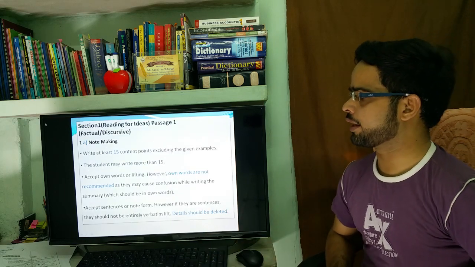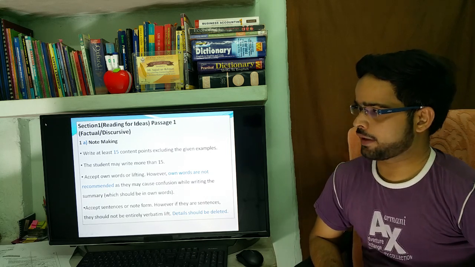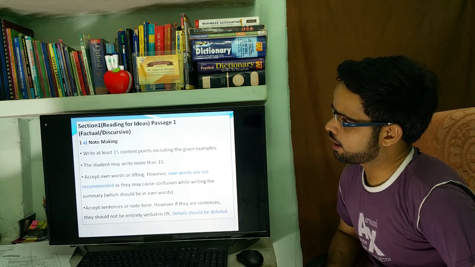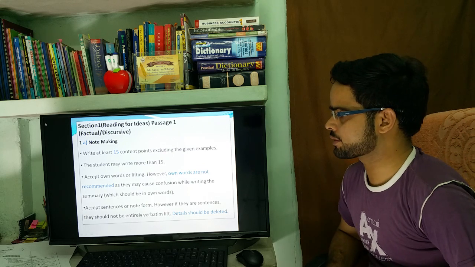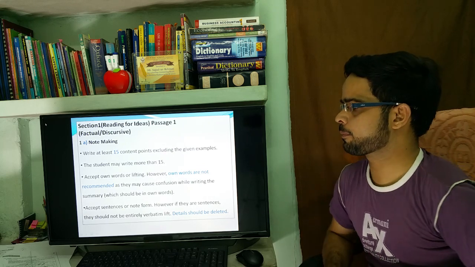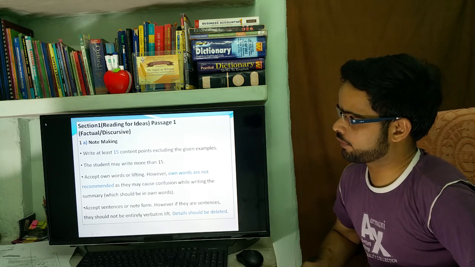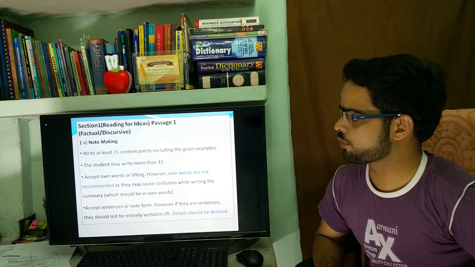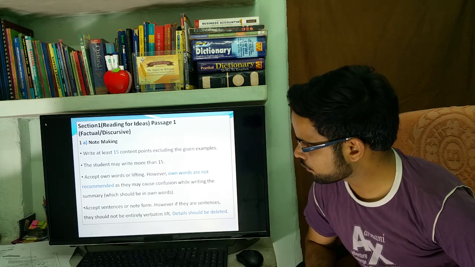Section 1, reading for ideas. Passage 1. Well, passage 1 will be a factual or discursive passage. Note making. Write at least 15 content points excluding the given examples. One example will be given in each box. They'll provide you 2 boxes. The student may write more than 15 if you want.